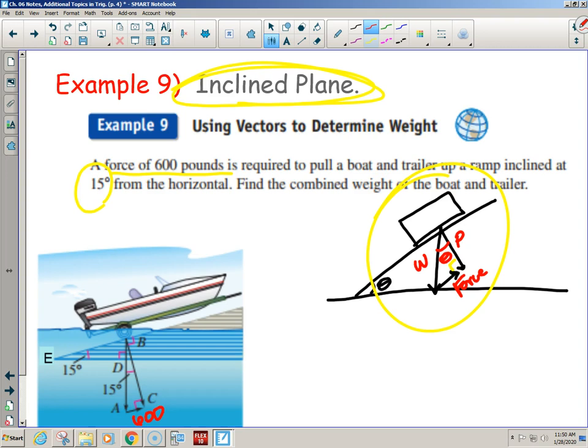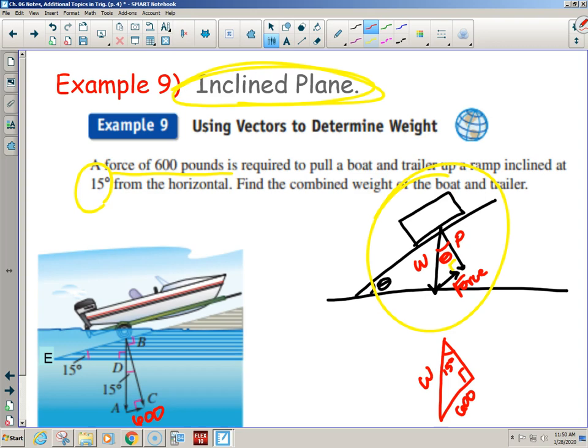But anyway, long story short, you don't even need to really understand all the vectors. All you need to be able to do is fill in the triangle. If you can fill in the triangle, you're good. Meaning, I have 15 degrees right there, and I have 600 right there, and they want this one. I know it's flipped weird.